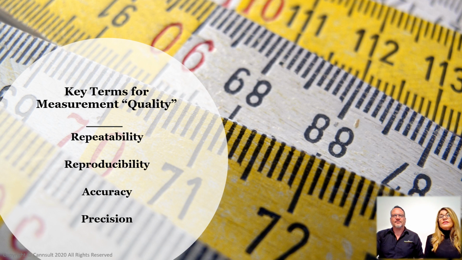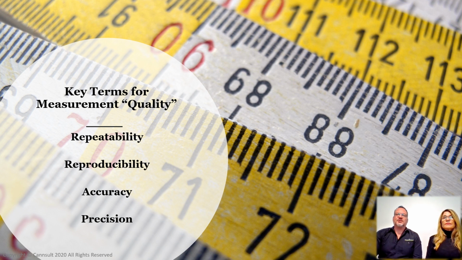Repeatability. If the same person follows the same process and gets the same results, that measurement is repeatable. Reproducibility. If one person gets a result and another person follows the exact same procedures and processes and gets the same result, that measurement is reproducible. Accuracy indicates how close the measure is to reality or the true value. And precision refers to the degree of consistency or variation in your measurement.